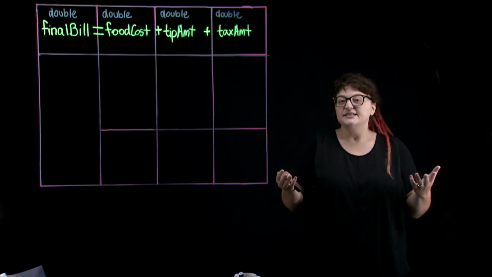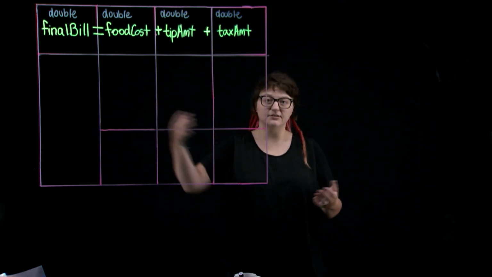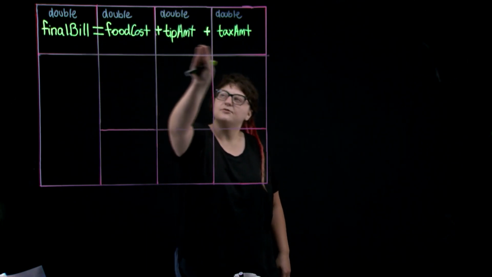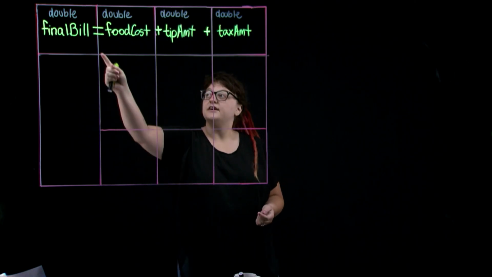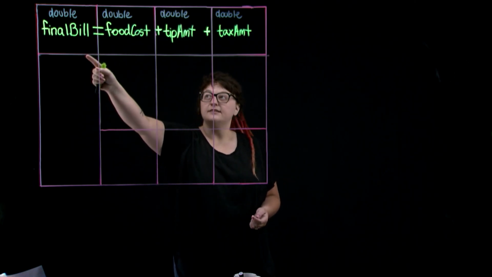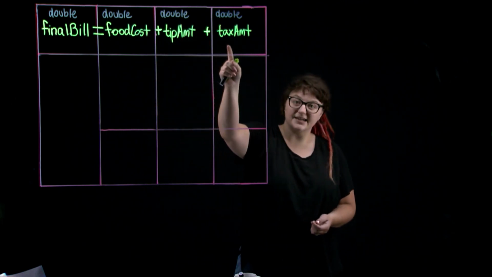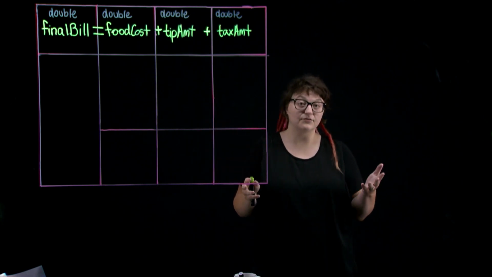Now, the idea here is that we're reverse engineering our formulas. You start at the end result, which for us is going to be final bill, and then you work your way backwards. We know from our receipt earlier that the final bill is equal to the food cost plus the tip amount plus the tax amount. Now, our top row right here represents that final formula.